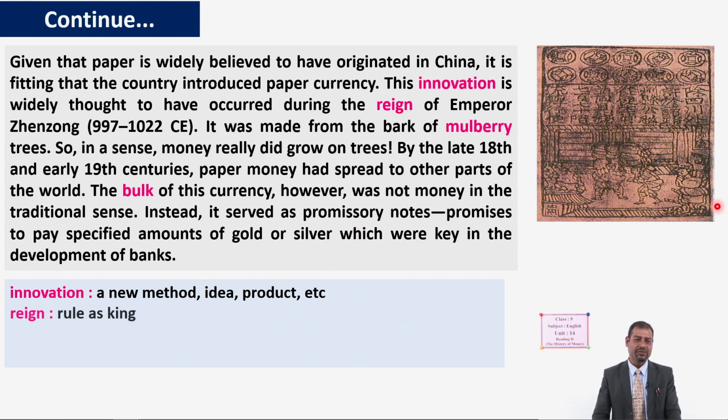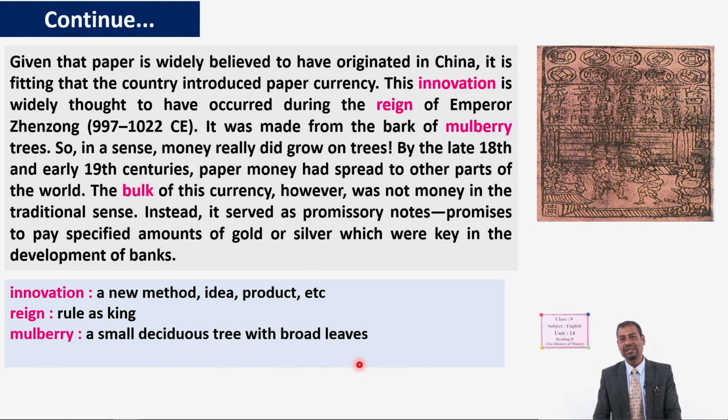Okay, let me show you. Rule as king. Okay, now here is emperor. So the next word we have is mulberry, M-U-L-B-E-R-R-Y. What does it mean? I hope you might have guessed, a kind of fruit or maybe something edible. A small deciduous tree with broad leaves. See, it is a type of tree, a kind of tree which has broad leaves.